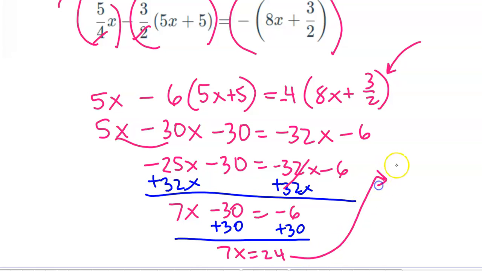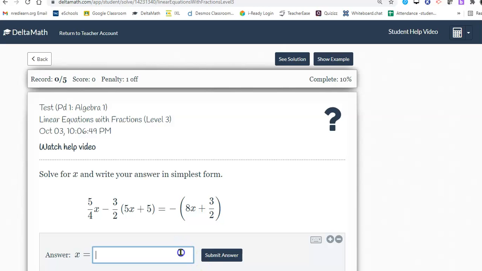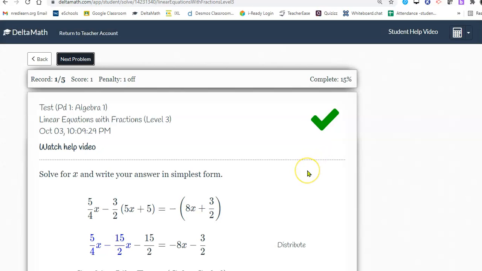So I'm going to move up here. And I'm going to use my multiplicative inverse here. And it looks like my answer is going to be 24/7. Let's take a look. 24/7. All right.